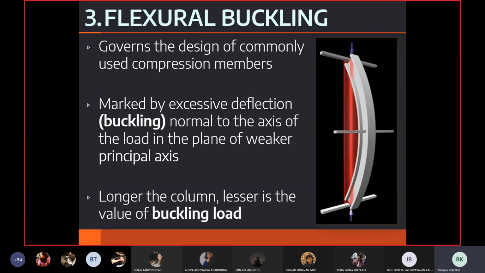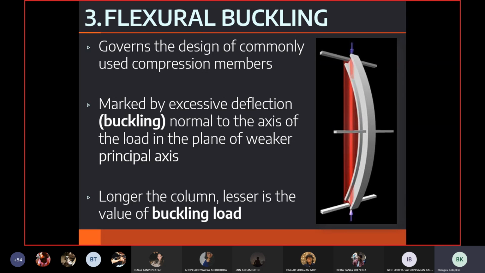Now the next one is... Before we move to the next one, can you explain the difference between buckling and squashing? I got a little confused. Buckling and squashing. Okay, so let me first explain what buckling is through this slide, and if there's still some confusion, we can look at both of them together. So buckling or flexural buckling governs the design of the commonly used compression members.